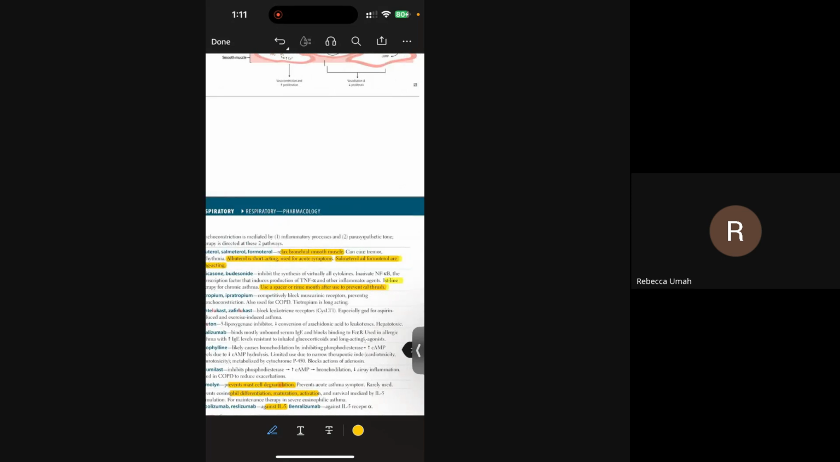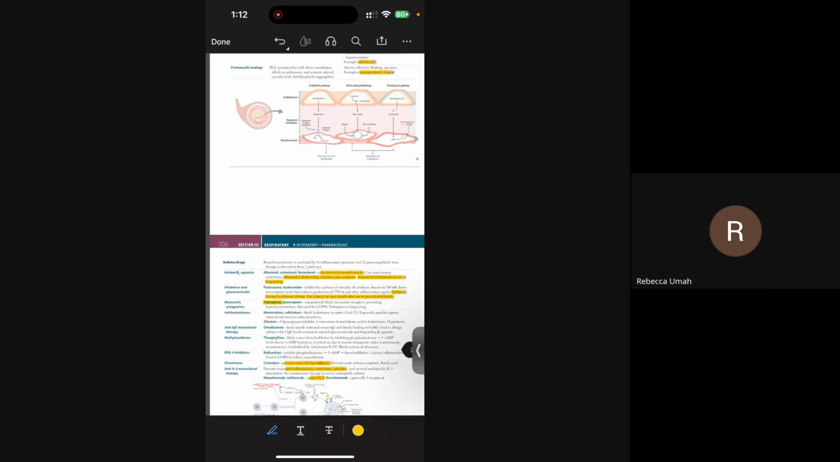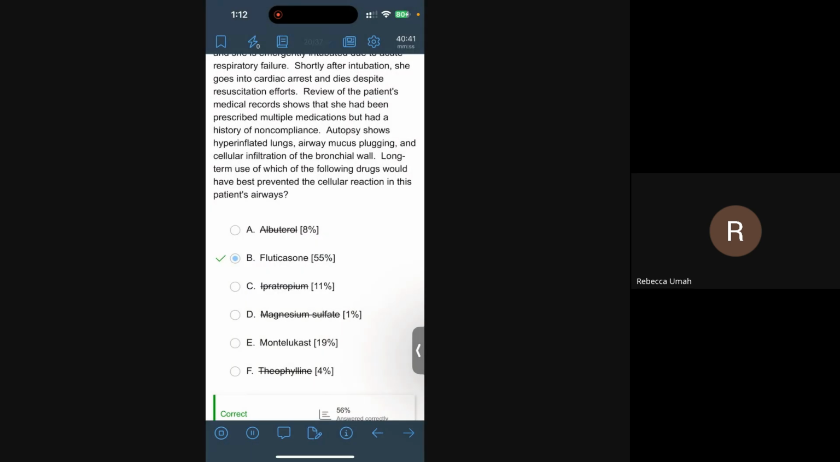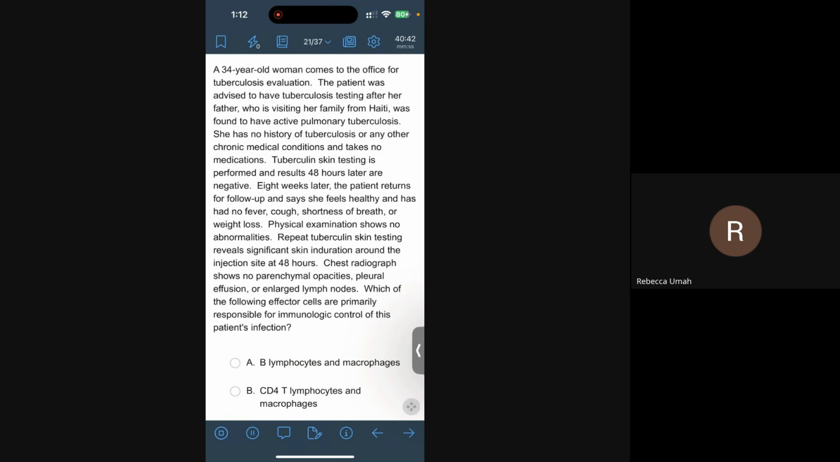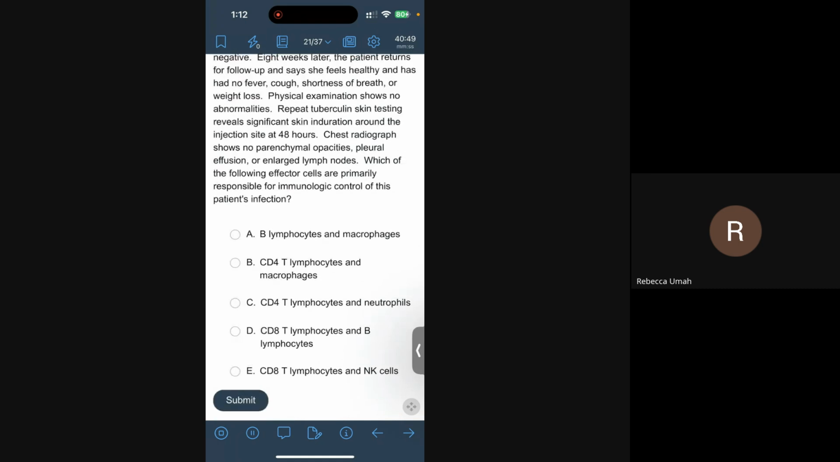It is the first line therapy for chronic asthma. Albuterol is only for acute symptoms. Which of the following effector cells are primarily responsible for immunological control in this patient's infection?